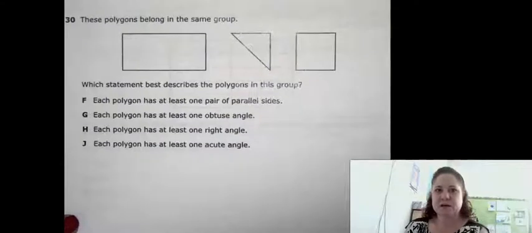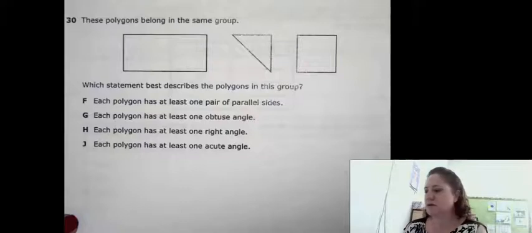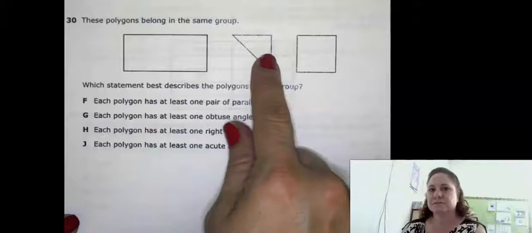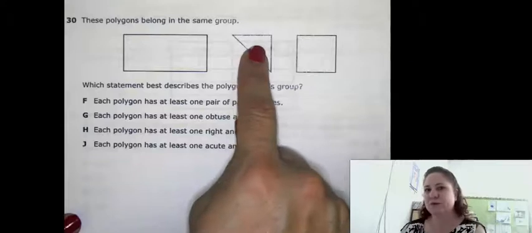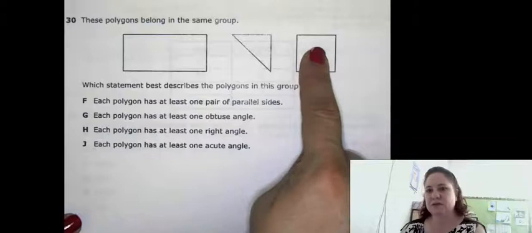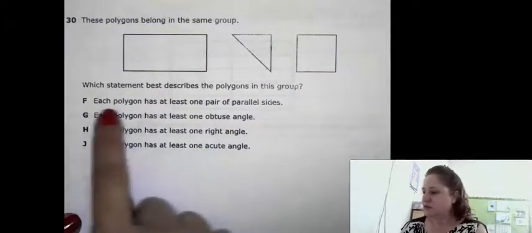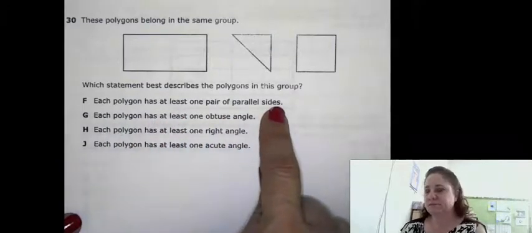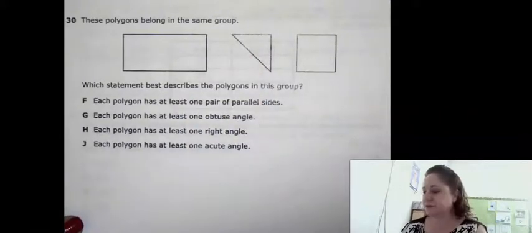Okay, these polygons belong in the same group. Which statement best describes the polygons in this group? Well, what do you notice about these polygons? This one has 4 right angles. This one has 1 right angle and 2 acute angles. This one has 4 right angles. F. Each polygon has at least 1 pair of parallel lines. Well, this triangle does not, so F is not our answer.